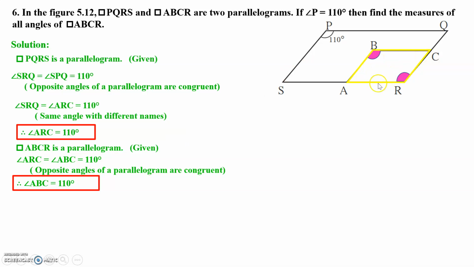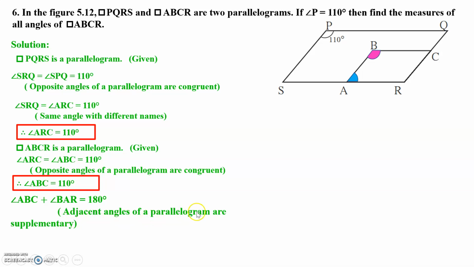Now I am left with angle A and angle C. So I am going to find one of them. So let us write now angle ABC plus angle BAR equal to 180 degrees. Now which are these two angles in the figure? Angle ABC is this angle plus angle BAR is this angle. These two angles. Now what type of angles are they? They are the adjacent angles of a parallelogram. So I am going to write adjacent angles of a parallelogram are supplementary.